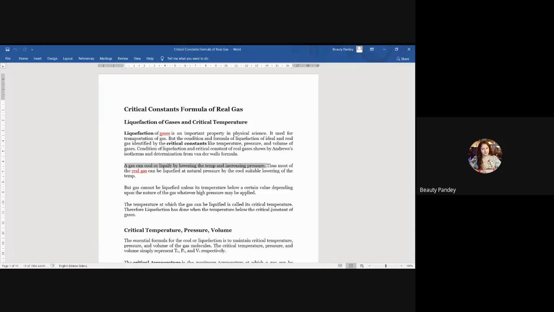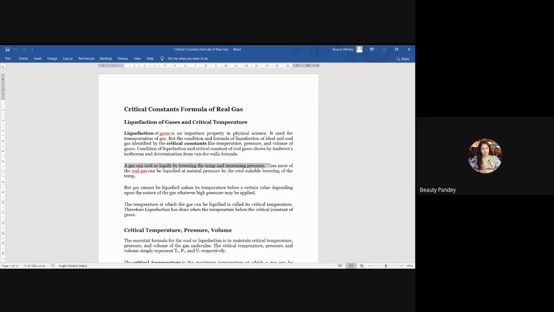At the natural pressure, unless and until their temperature falls below a certain value. Why are we saying falling of temperature? Because I said that the gas can be liquefied at high pressure and low temperature. So keeping the pressure natural, how can the gas be liquefied? If we reduce the temperature. However, the gas cannot be liquefied.